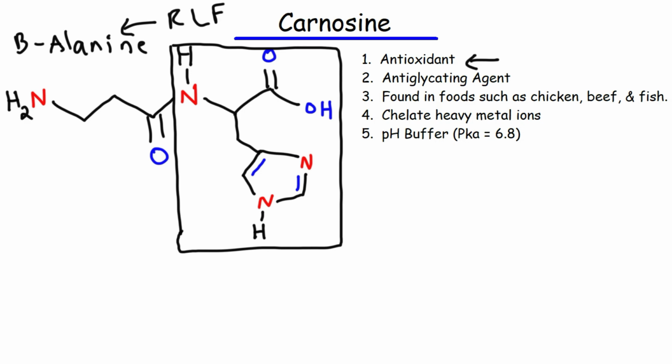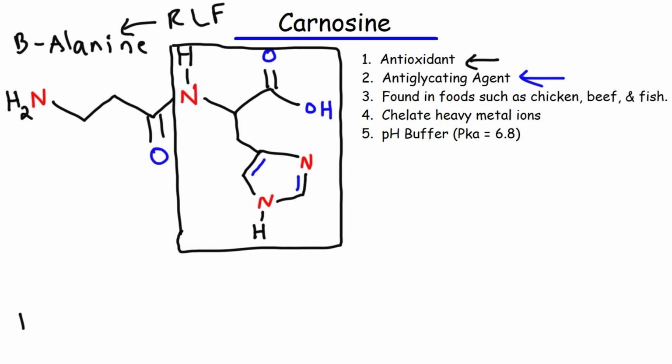Now, carnosine is also an antiglycating agent. What does that mean? So this means that it inhibits glycation. Glycation is the process where sugar can bind to protein, and in such a way it can alter the shape and function of that protein. And this occurs through something known as the Maillard reaction.